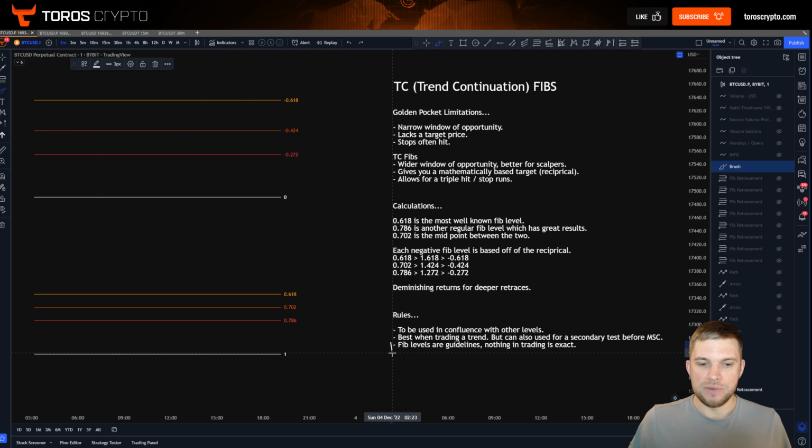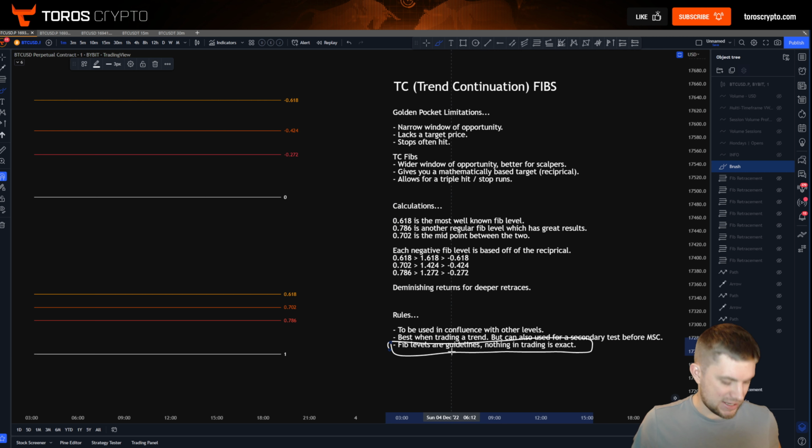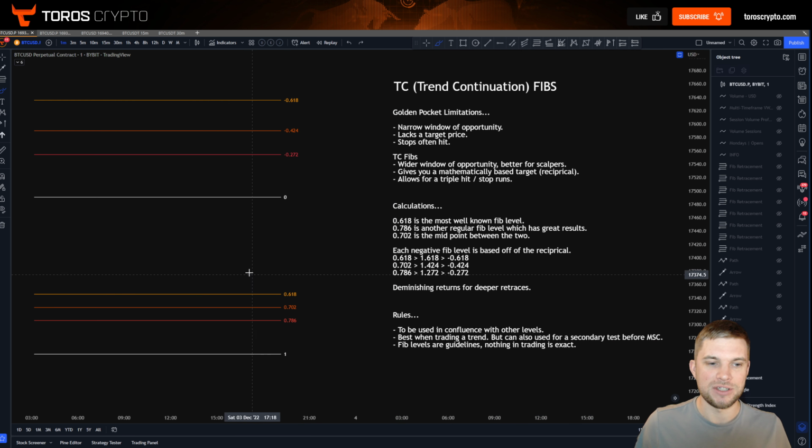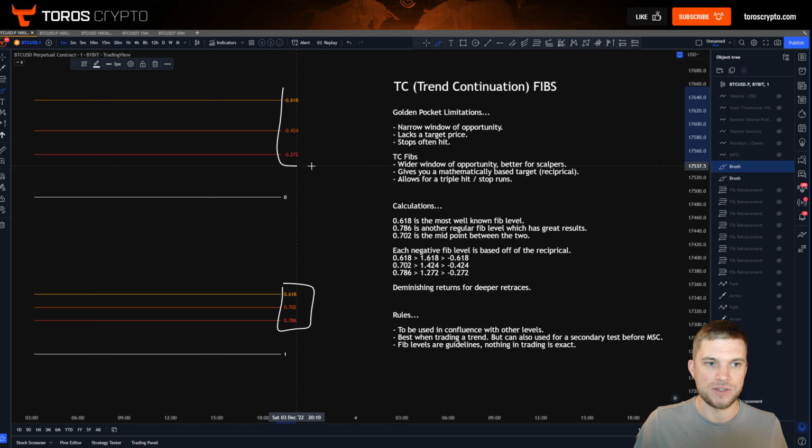And of course, as with all fibs, they are guidelines. Nothing in trading is exact. So with Fibonacci levels, you're not going to tap into the exact dollar very often. It's a zone. Okay, it is a zone in which you look to enter and a zone in which you look to exit.